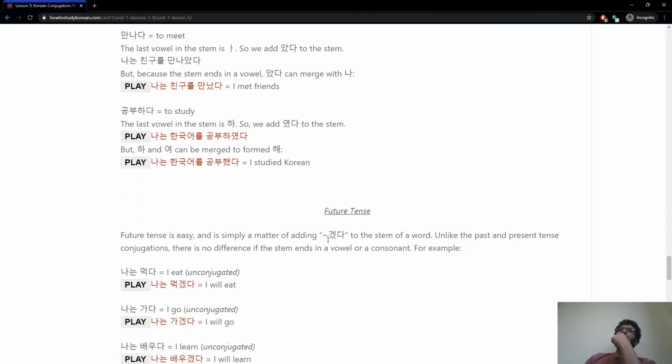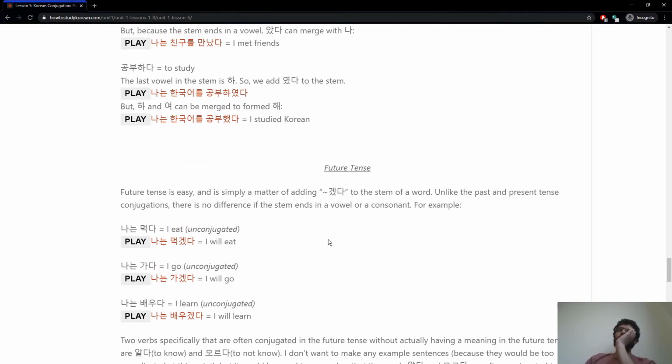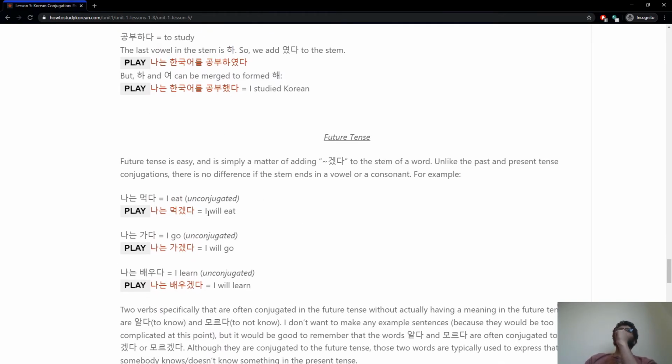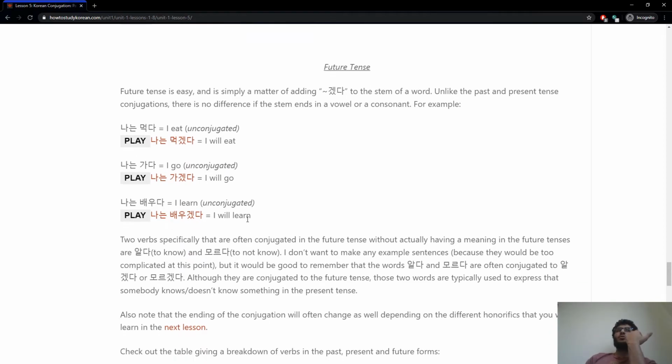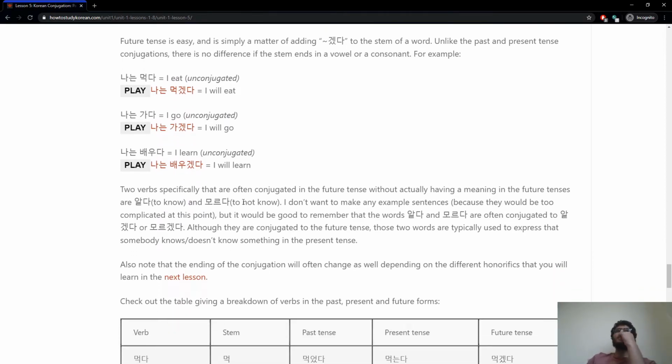Now the future tense is simple. You just add 겠다 to any stem. Easy. Done. So 먹다 becomes 먹겠다. 가다 becomes 가겠다. 배우다 becomes 배우겠다. You're done. Easy. Two verbs specifically that are often conjugated in the future tense without actually having a meaning in the future tense are 알다, like 알겠다, and 모르다, like 모르겠다, which is used a lot.